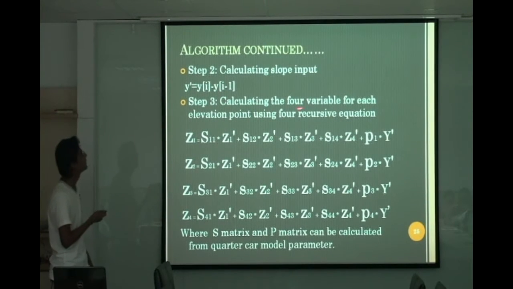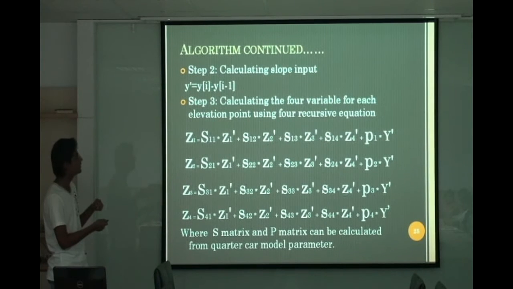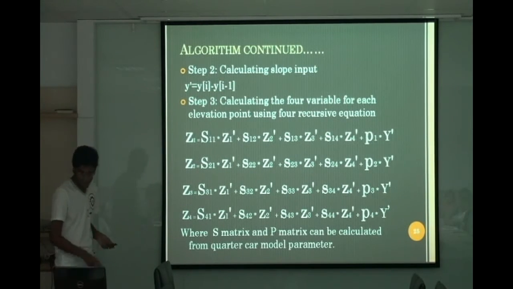So step 2 is to calculate the slope input. Slope input is calculated from the later height and from the previous one. So these are the 4 equations we will calculate for every point: Z1, Z2, Z3 and Z4. These are the coefficients we will calculate from the spring mass system, that is the quarter car model. That's the coefficient, and this is the slope input. So we will use these parameters to calculate Z1, Z2, Z3 and Z4. We will use all these parameters to calculate IRI.